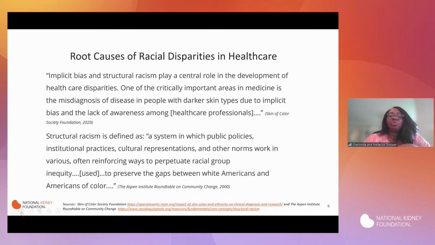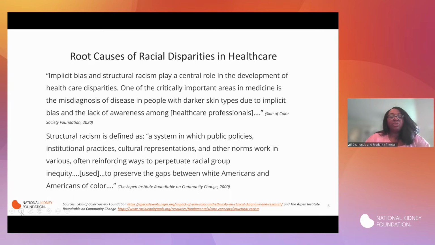Implicit bias and structural racism play a central role in the development of healthcare disparities. One of the critically important areas in medicine is the misdiagnosis of disease in people with darker skin types due to implicit bias and the lack of awareness among, in this case, healthcare professionals. But what is structural racism? Well, it's defined as a system in which public policies, institutional practices, cultural representations, and other norms work in various, often reinforcing ways to perpetuate racial group inequity, used to preserve the gaps between white Americans and Americans of color.